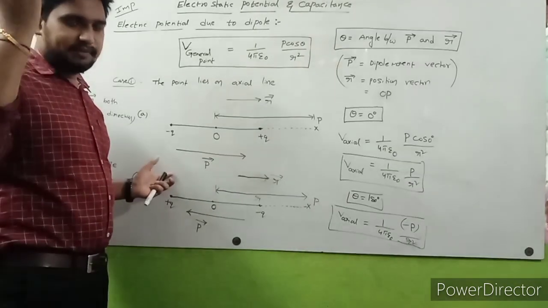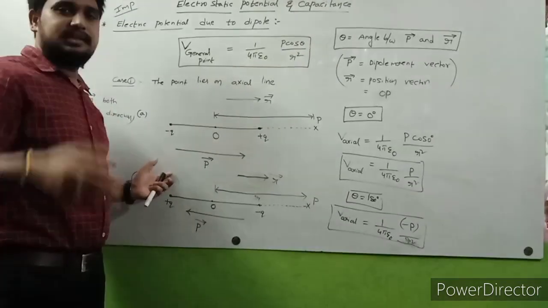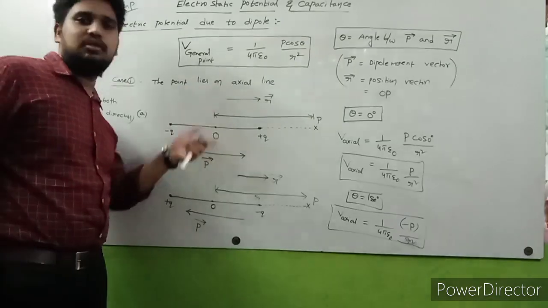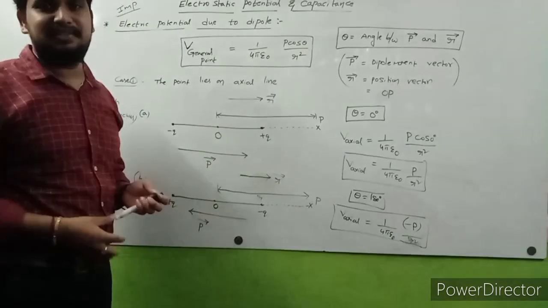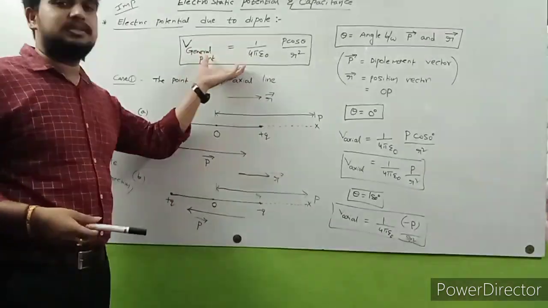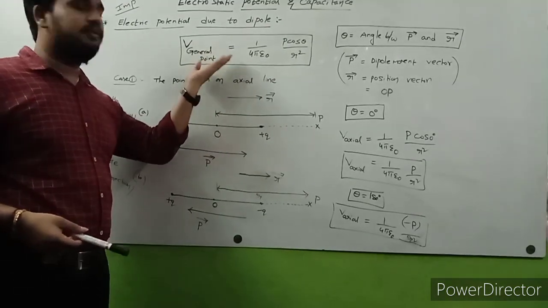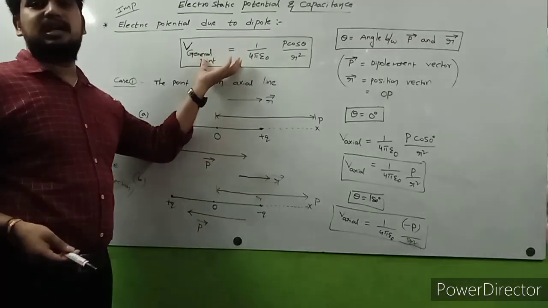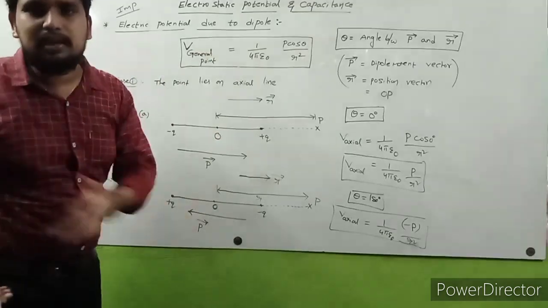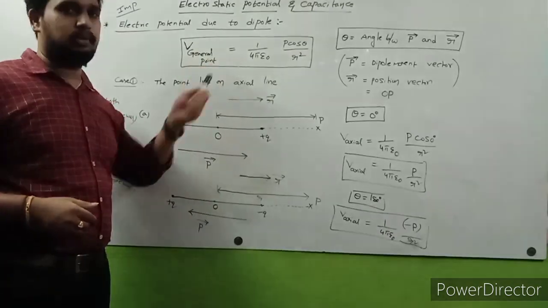In previous lectures, we already discussed the derivation for the axial line. There is no need to derive it again. If you remember this general point formula, then we will get the formulas for all cases. So this is a very, very important formula.